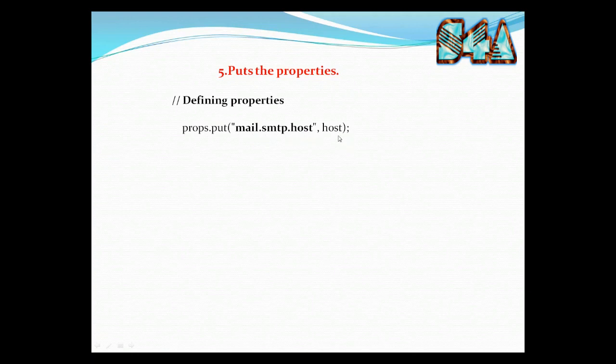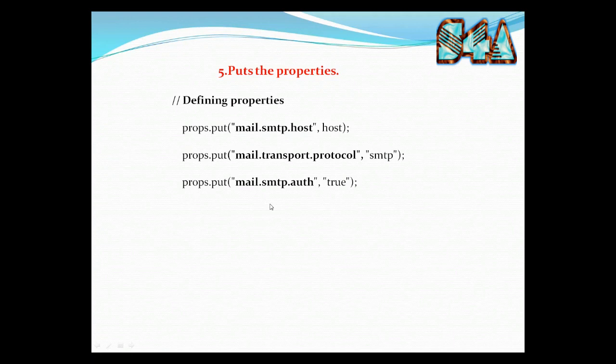mail.smtp.host equal to host. We already defined that the host is smtp.gmail.com. This is the host. And then after, put the mail.transport.protocol. So which protocol will be used? SMTP. Then after, you put the mail.smtp.auth. That means here you mention that authentication is true, because if you mention false, then they deny to send your mail. That's why you use the true word.